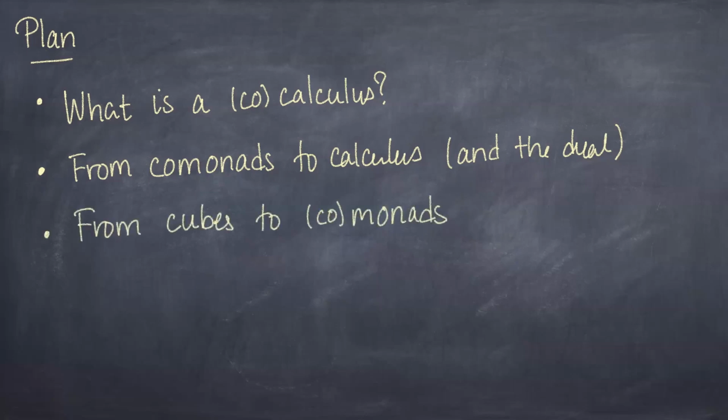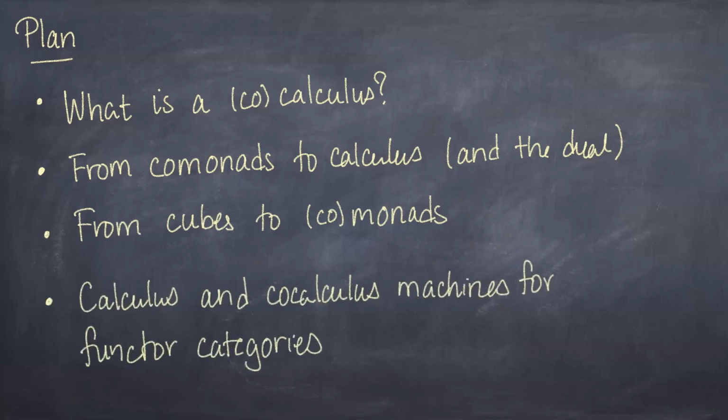And talk about how we can go from cubical structures to comonads, which will then enable us to put it all together and go from cubes to comonads to calculus in a way that gives us a whole range of different calculi that are possible for functor categories, which is one of the main places where one applies calculus to analyzing functor categories.